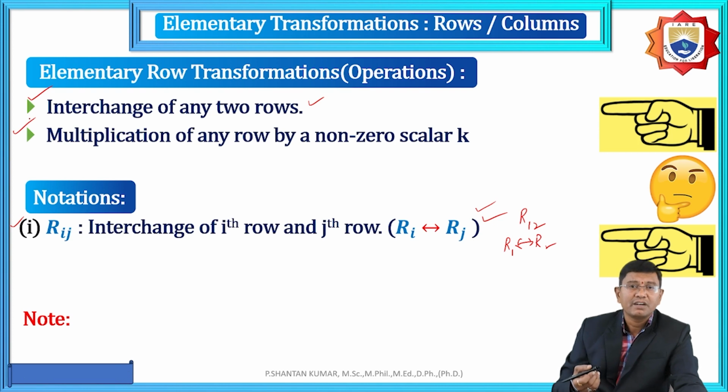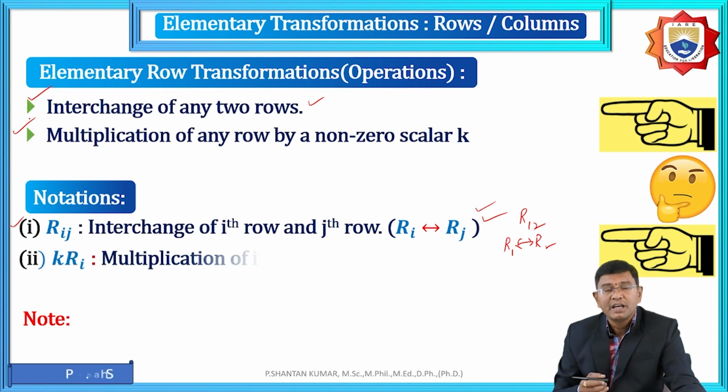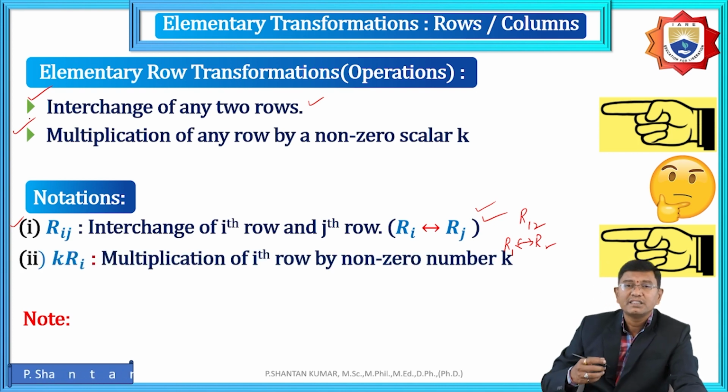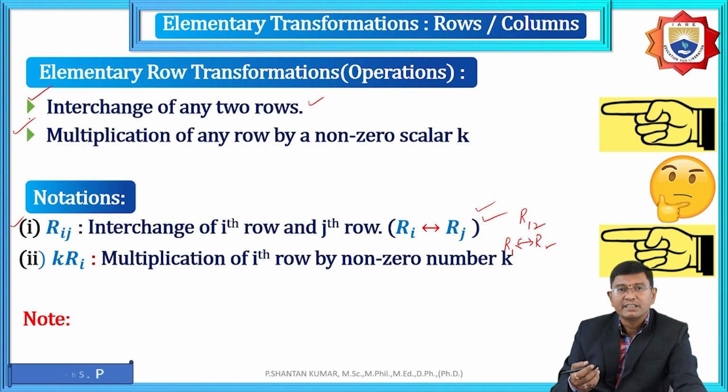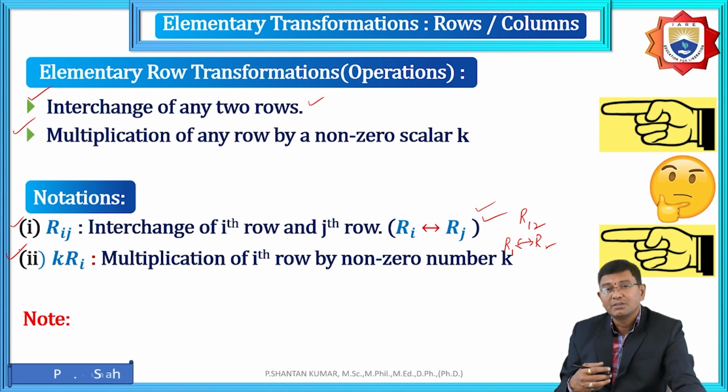And what is the notation? The notation is k into ri, and sometimes it is alpha into ri. That depends upon the value of k, any real value, either 1 or 2, 1 by 2, minus 1 by 2, whatever it may be. Here k is any non-zero number. That is the meaning of multiplying that particular row by a non-zero number.